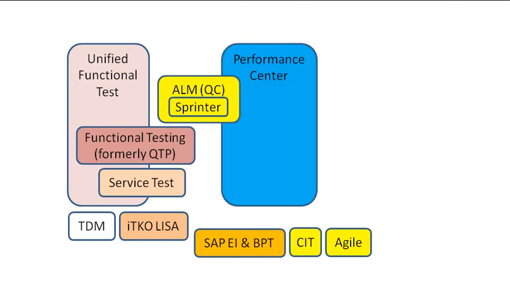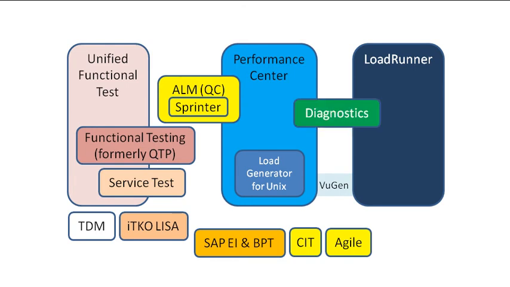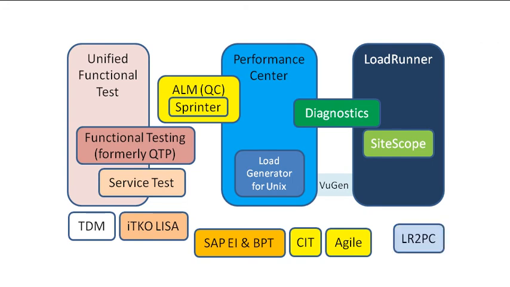The Performance Center product makes use of ALM for core web server and database functionality. And Performance Center uses components of LoadRunner, which is also available as a standalone product. Among downloads for Performance Center is a Unix version of Load Generator. Diagnostics downloads are included in both Performance Center and LoadRunner. But SiteScope is only included among LoadRunner downloads. Software associated with HP's LR2PC services offering is obtained from a separate internal site.